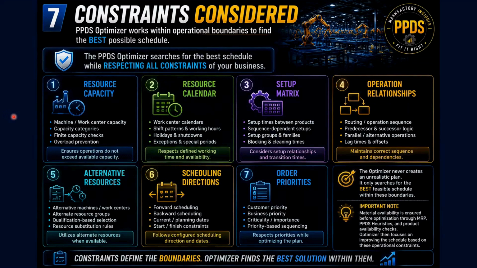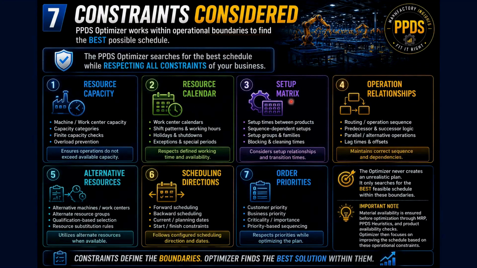While improving the schedule, the optimizer must always respect planning constraints. It cannot create an unrealistic production schedule. First, it considers available resource capacity. Every machine has limited available hours. Next, it respects the resource calendar, including working shifts, holidays, and maintenance periods.